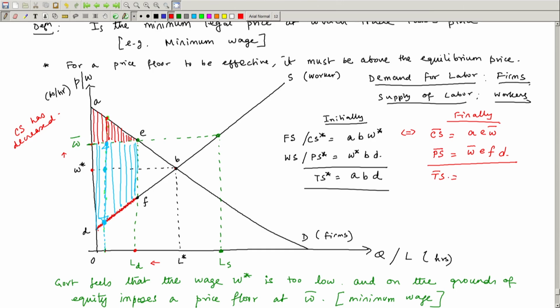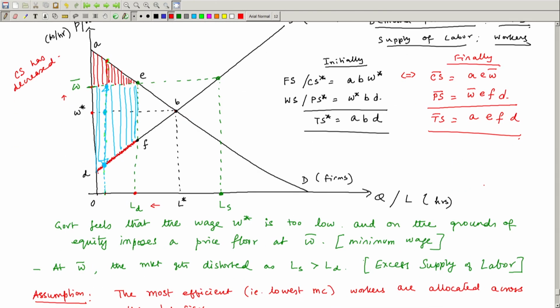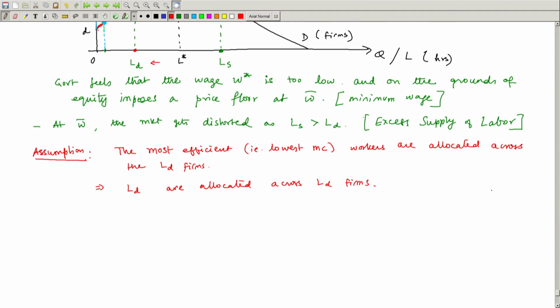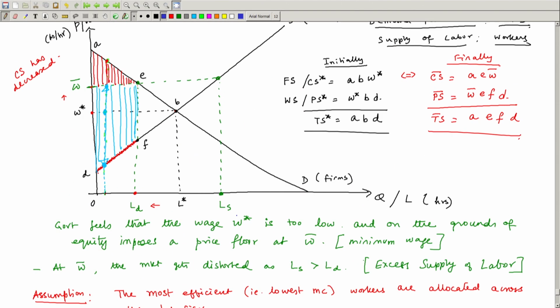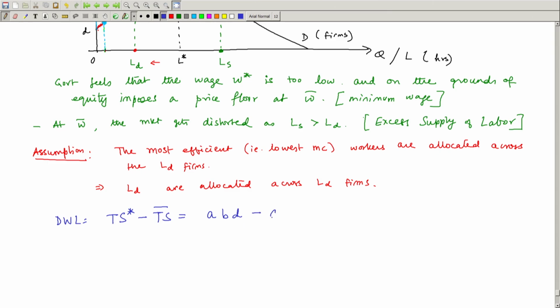So, what about total surplus? The total surplus is the sum of the consumer surplus and the producer surplus, that is this area A, E, F and D. So, one thing we can say for sure is that the total surplus, which is this area AEFD, is smaller than the total surplus in the absence of the price floor, which was A, B and D. So, clearly we can see that the deadweight loss, which is the total surplus before minus the total surplus now, is the area ABD minus the area AEFD, which is this area BEF, right. So, BEF is the size of the deadweight loss.